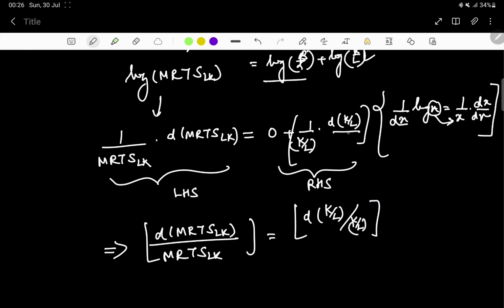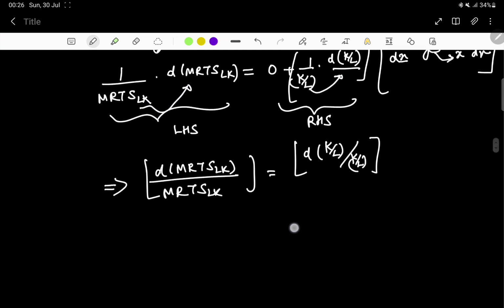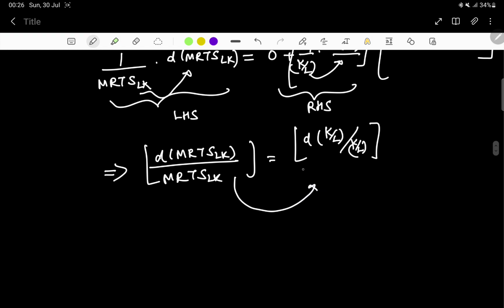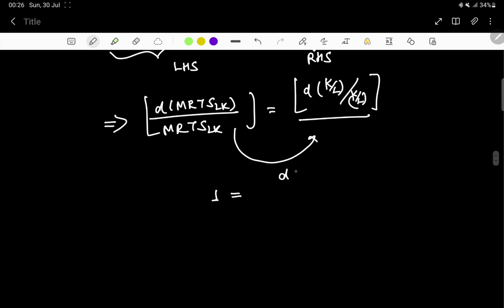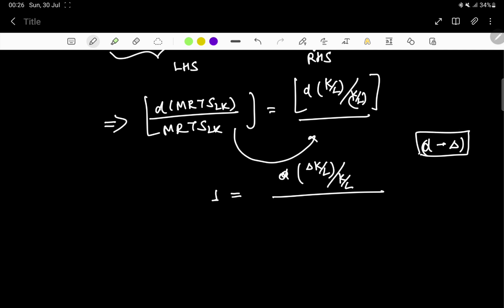I have done nothing but just put this below this, and put this below this. Now I will take everything as a denominator on this side. So when it goes as a denominator, it will leave 1 here, and it will leave d of K by L divided by K by L. Or you can write d and del, they are the same, do not get confused with it. Or we can write d of MRTS LK divided by MRTS LK.